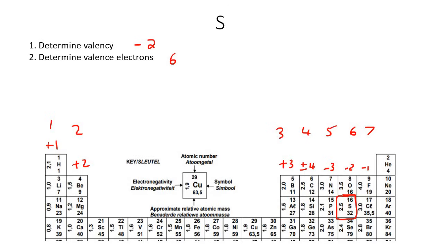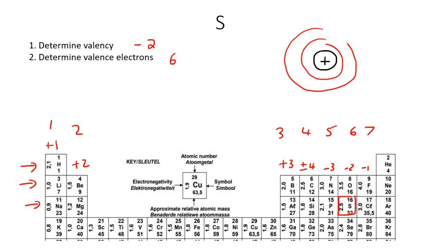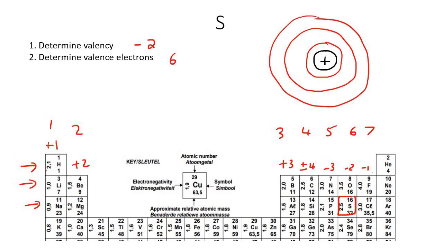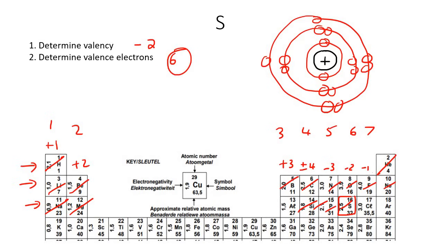If you did want to go and draw it out, then remember, it would have a nucleus, which is positive. And then because it's in row number 3, it's going to have 3 energy levels. Now, in energy level number 1, it's got 2 electrons. In energy level number 2, it's got 8 electrons. And then in row number 3, it's got 6 electrons. And that's where we say it has 6 valence electrons.